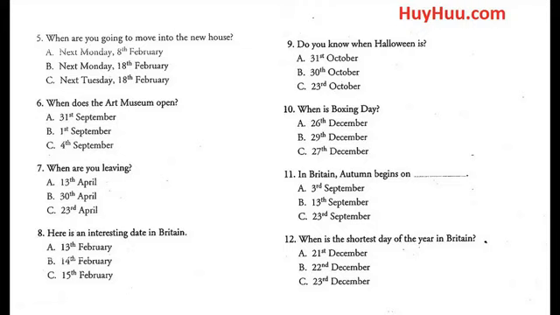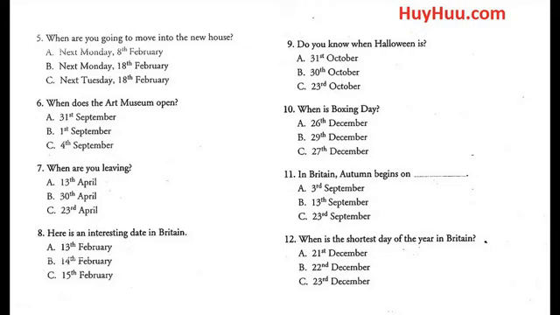7. When are you leaving? 30th of April. 8. Here's an interesting date in Britain. Valentine's Day is on 14th of February. 9. Do you know when Halloween is? It's on the 31st of October. 10. When is Boxing Day? The 26th of December.